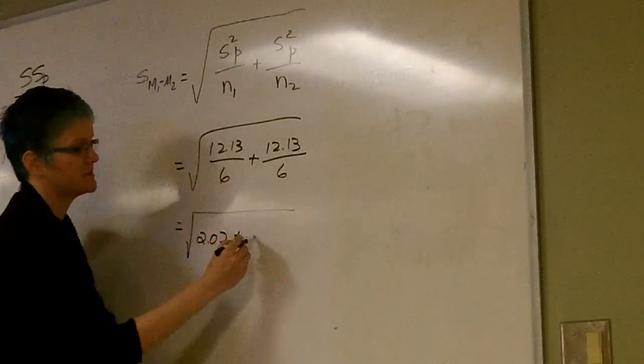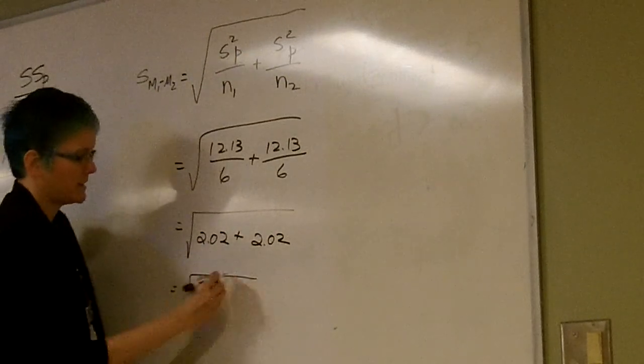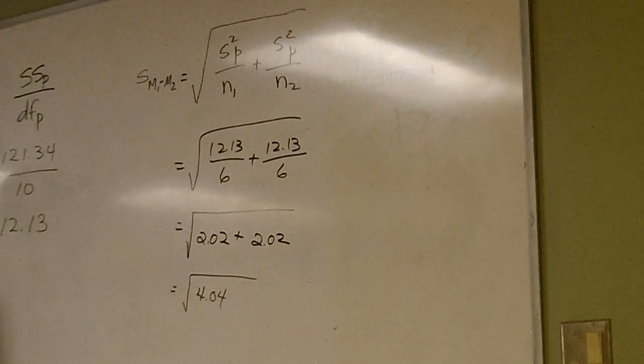Okay, fortunately those calculations are the same, so we can just write them twice. All right, and I'm going to go out on a limb here, and even without a calculator, say that those two added together is 4.04. And if I take the square root of 4.04, what do I get?